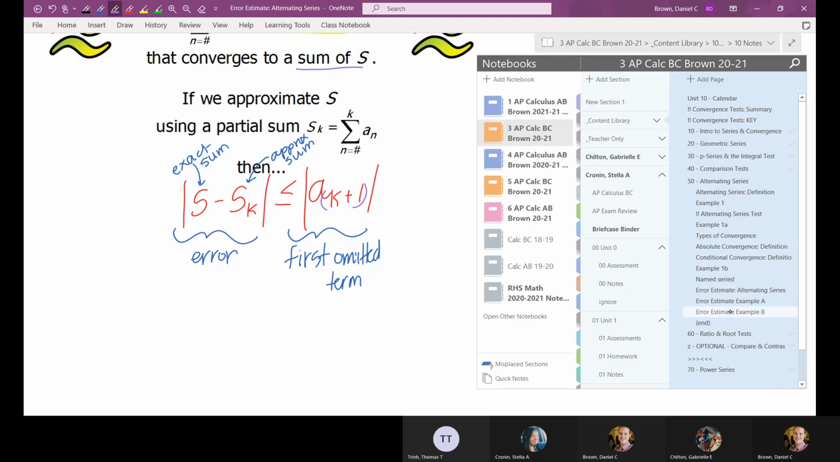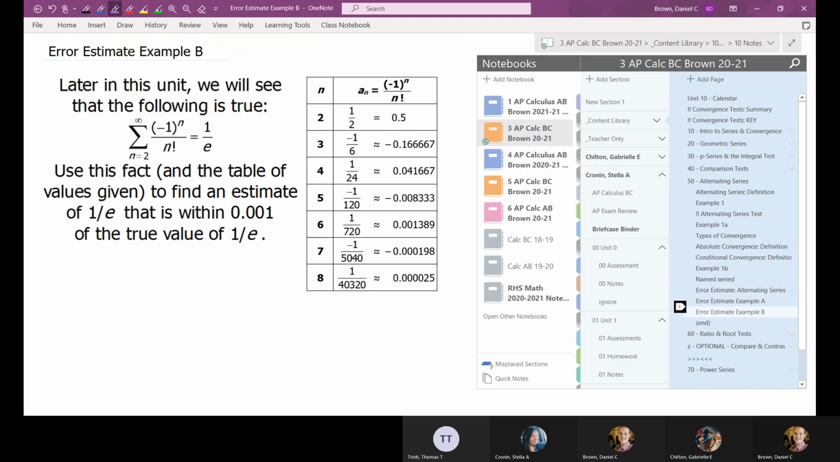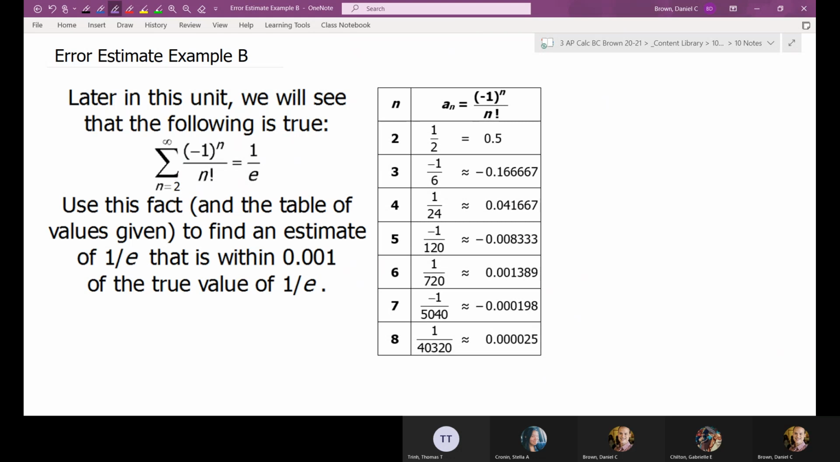Here's another way where they ask it, and I'm just going to show you the full question and then see how you can approach it. Later in this unit, basically after the quiz, we will see that the following is true. Just trust me on this for now, this is a short version of a Taylor series, and that series is equivalent to 1 over e. That is what it converges to.